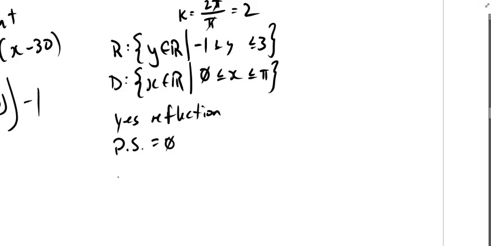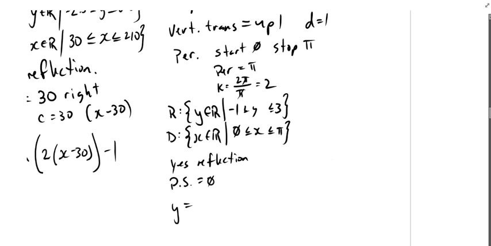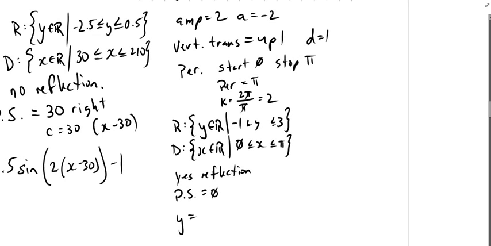And then last, the equation. Y equals. Go ahead and try to write that. This one's cosine. 2x, no phase shift, 1. Questions? Comments? Anything?